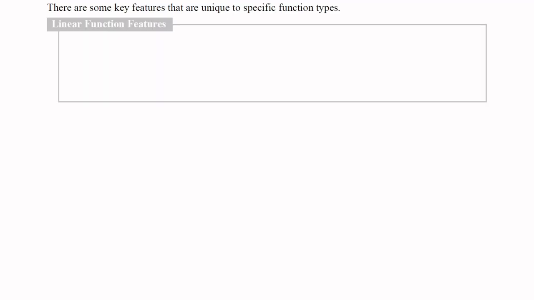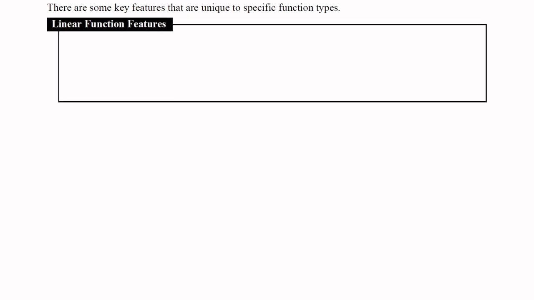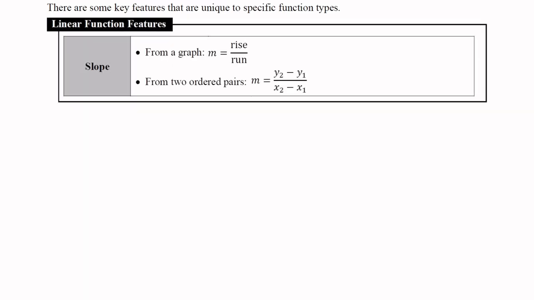There are some key features that are unique to specific function types, so let's go over those. Linear function features include slope. From a graph, you can read slope as rise over run from two ordered pairs, y2 minus y1 over x2 minus x1.